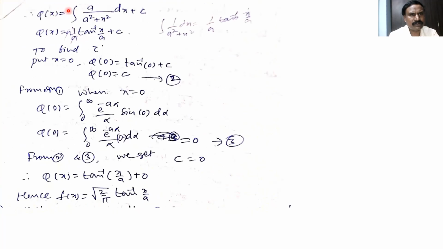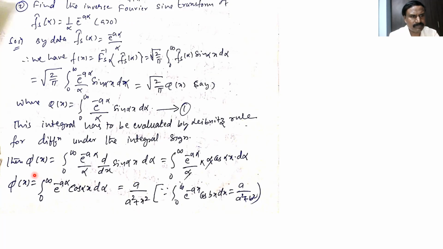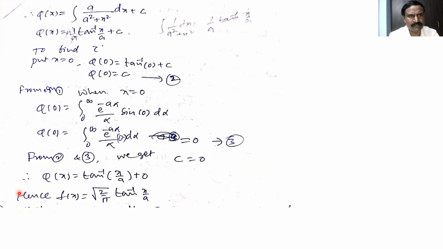So phi of x is equal to integral a divided by a square plus x square dx plus c. How will we get it? Phi dash of x is a divided by a square plus x square. Then how will we get phi of x? Just integrate this one with respect to x. Then phi of x is equal to integral a divided by a square plus x square dx plus c. Phi of x is equal to 1 by a tan inverse x by a plus c. To find c, put x equal to 0 here. Then a gets cancelled. Phi of 0 is equal to tan inverse 0. Then phi of 0 is equal to c.